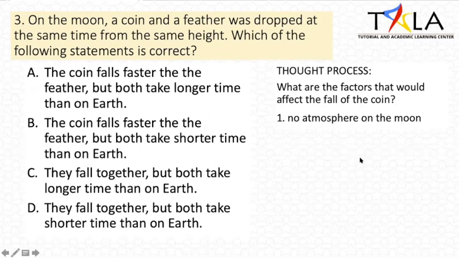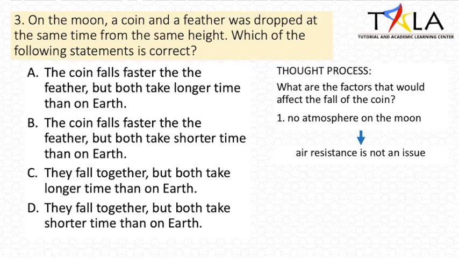Sa moon, we have no atmosphere. So, tulad yung kaninang example sa number 2, air resistance will not be an issue. So, for dito sa instance na to, ito yung sinasabi natin that the velocity will always be increasing kasi wala tayong air resistance. Okay? So, having said that, we don't have atmosphere on the moon and air resistance is not an issue.